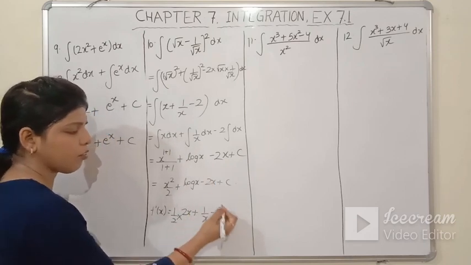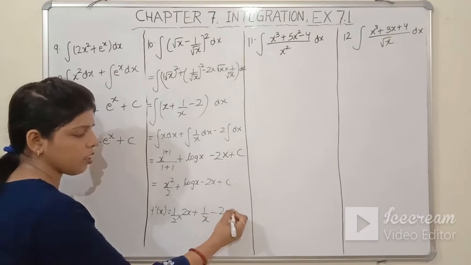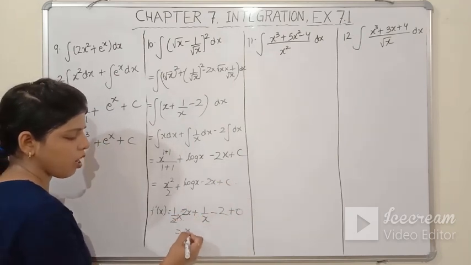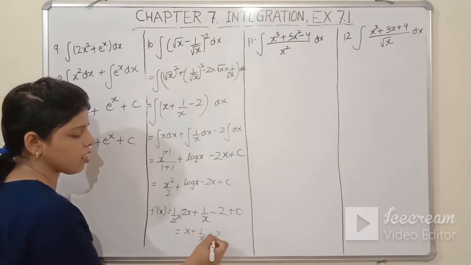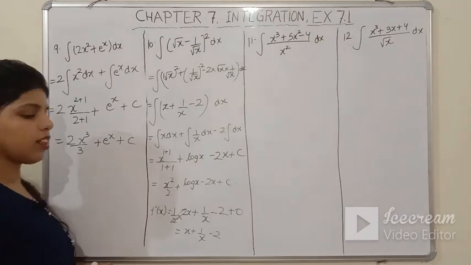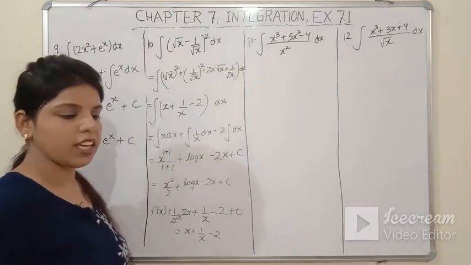And the derivative of 2x is 2. And the constant derivative will be going to be 0. So 2 will be cancelled by 2. So answer is x plus 1 by x minus 2, which is required function in case of integration. So in this way, you can just check your solution whether it is correct or not.